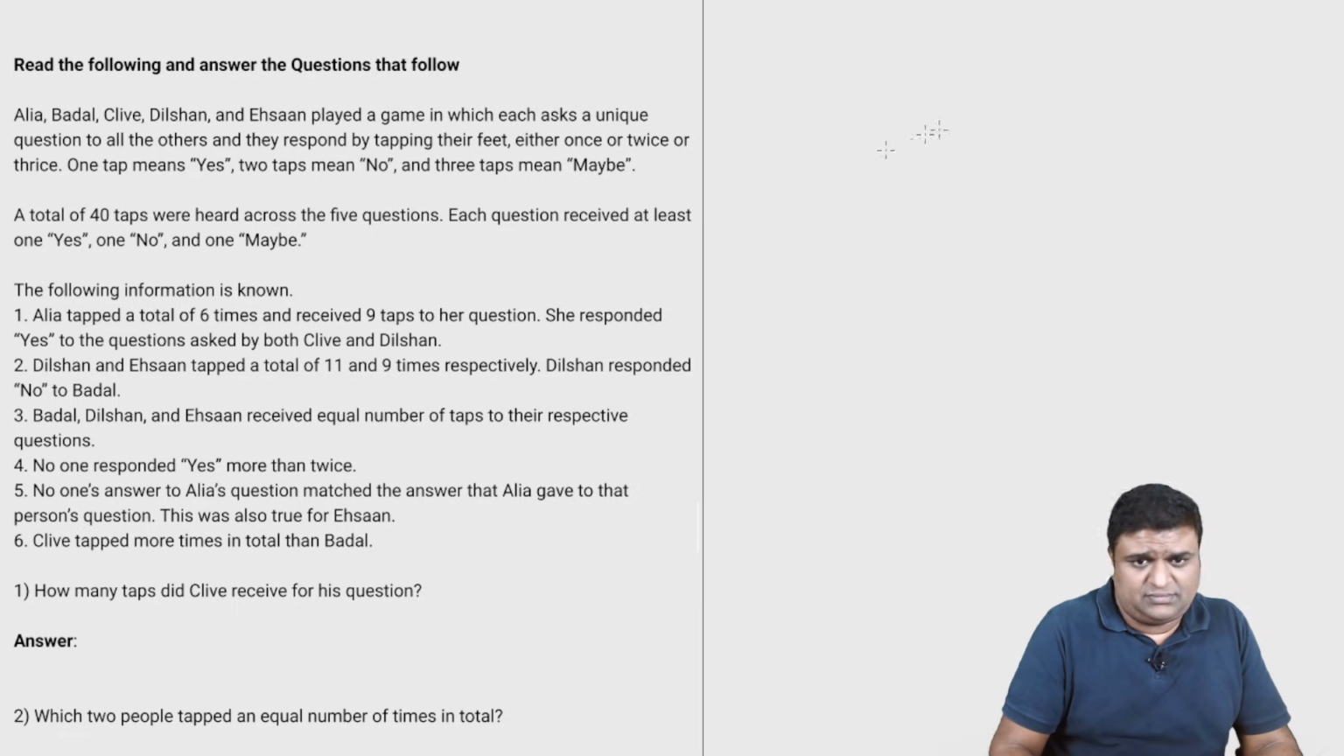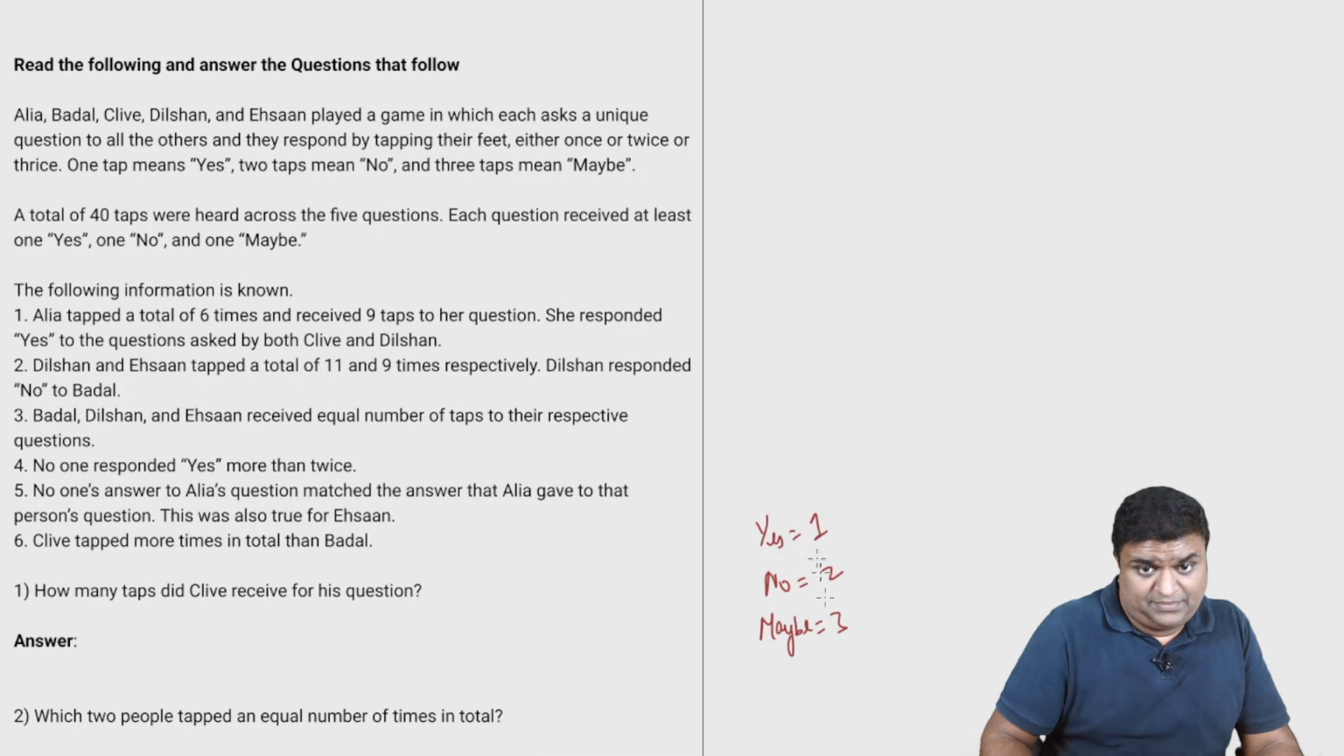I'm asking a question, the others are answering, and they respond by tapping their feet, either once or twice or thrice. One tap is yes. Okay, yes over here means one tap. Then next, no over here means two. Then we have a maybe, right? Take short notes. That's three taps. Okay, fine. I'm asking a question, the others are tapping. If A asks, B, C, D, E tap. B asks, A, C, D, E tap.